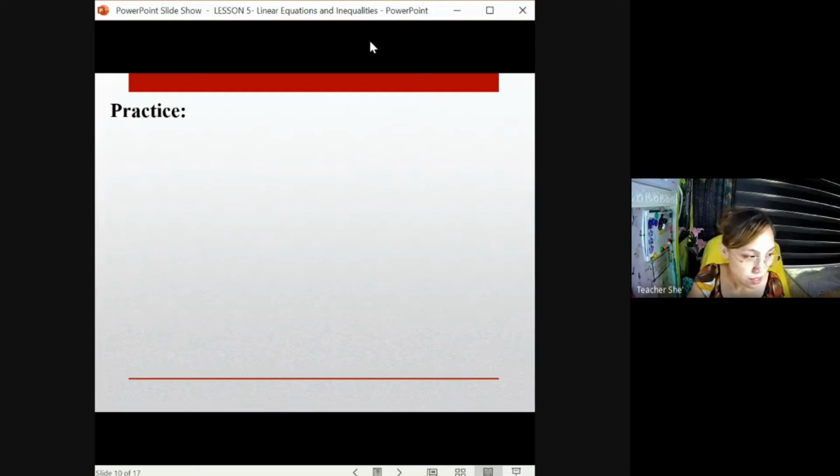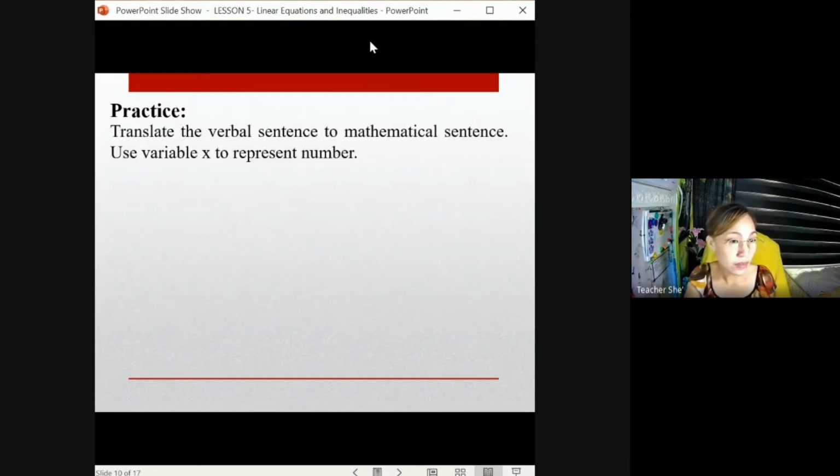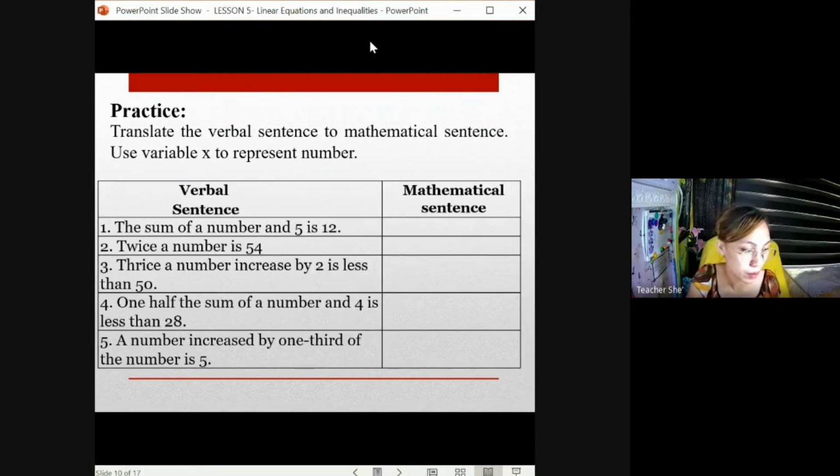Let us practice. Now let us translate the verbal phrase to a mathematical sentence. Use variable x to represent numbers. I have here 5 examples, and I'm going to answer number 1. The sum of a number and 5 is 12. Sum means addition, and a number, let us represent as variable x. Is means equals, then 12. So that is x plus 5 equals 12.